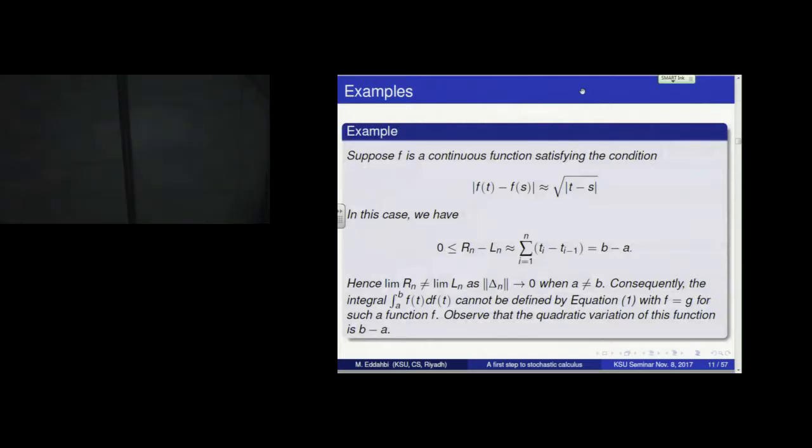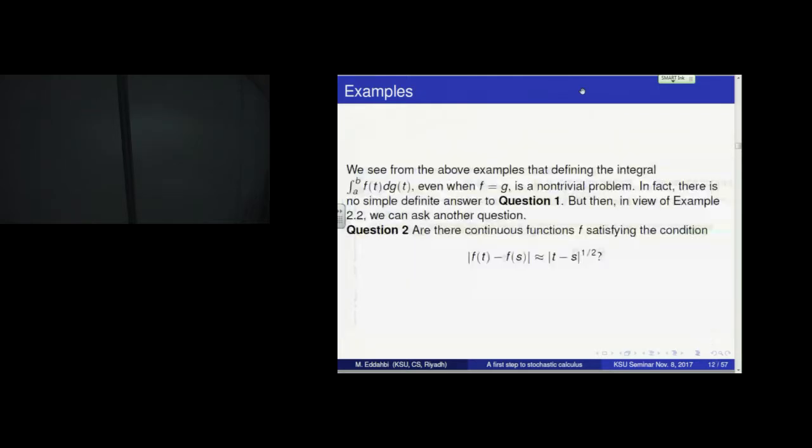And consequently, this integral cannot be defined by the first equation. It has no meaning. We don't know how to define this, which is a problem, right? And now we are going to try to define this in a rigorous way. And now, of course, the second question is, are there functions which satisfy this property?